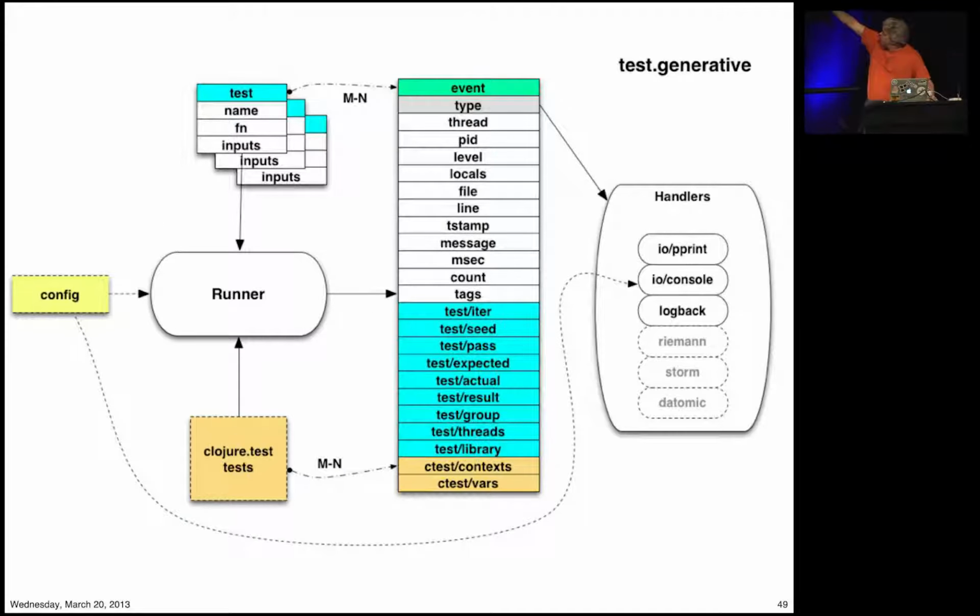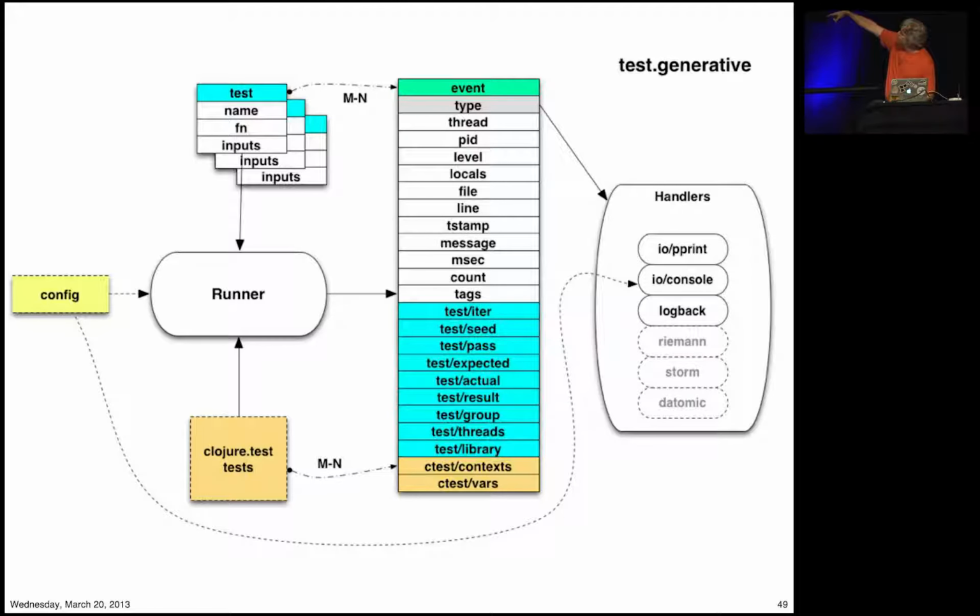The runner takes tests, which are data structures, and it also takes clojure.test tests. That's my way to try to trick you into starting to use it. It takes clojure.test as an arbitrary extension that's not really related to the functionality of the tool, and some configuration. And then as the test runs, it produces that tall thing in the middle, which is an event, a data structure that doesn't have all those fields in every case, but could have any of those fields or additional fields. The white fields are fairly generic to any kind of test.